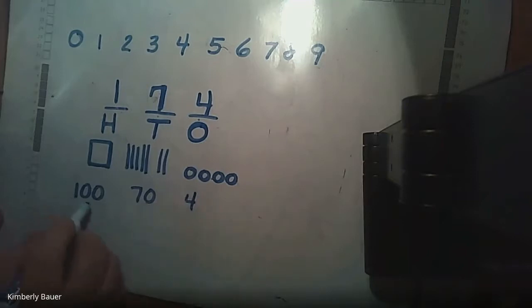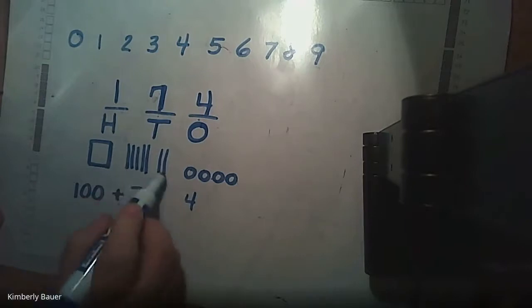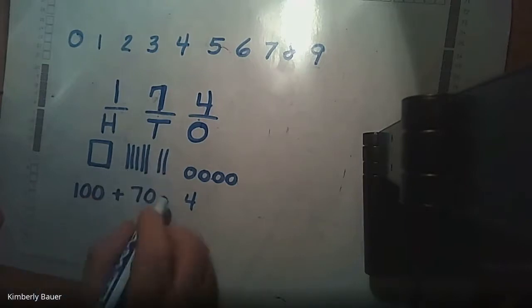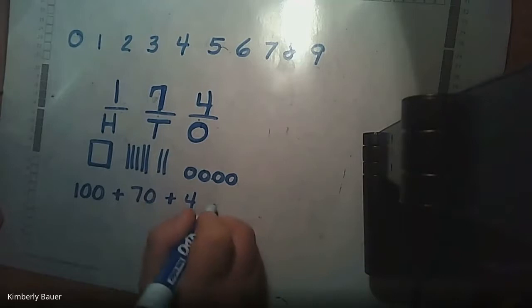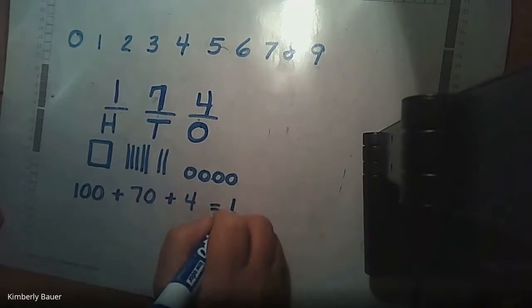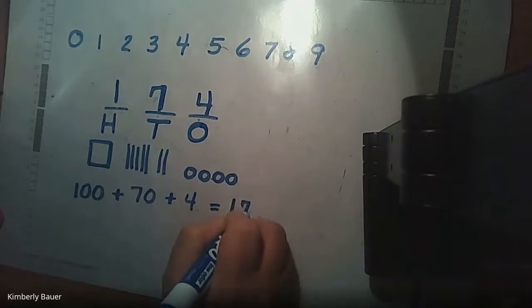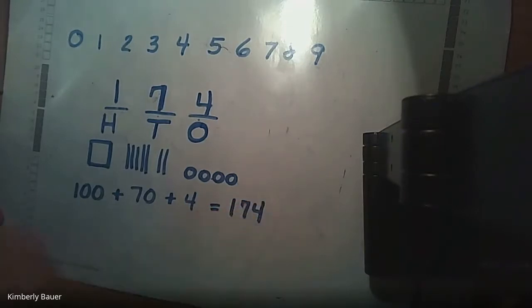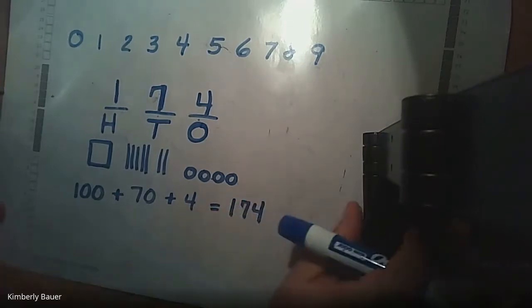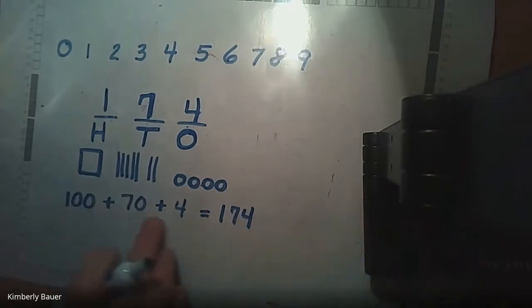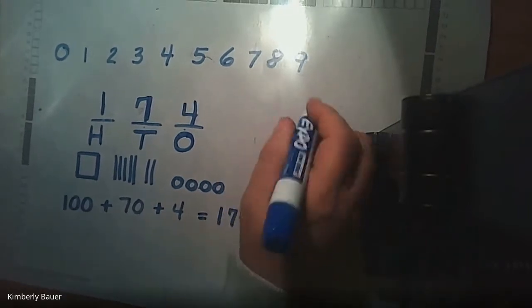If I take this 100 and I add it to the 7 tens, which is 70, and I add on 4 to that, I then get the number 174. Sometimes people like to show that equation in a vertical format.